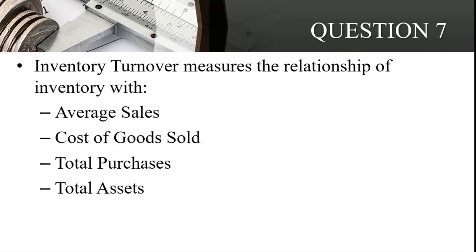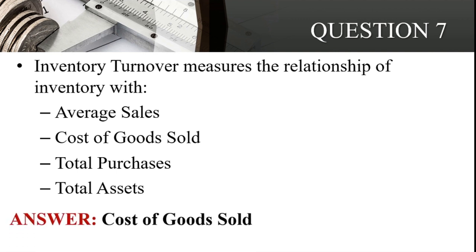Seventh question: inventory turnover measures the relationship of inventory with? Options: average sales, cost of goods sold, total purchases, total assets. And the answer is cost of goods sold.